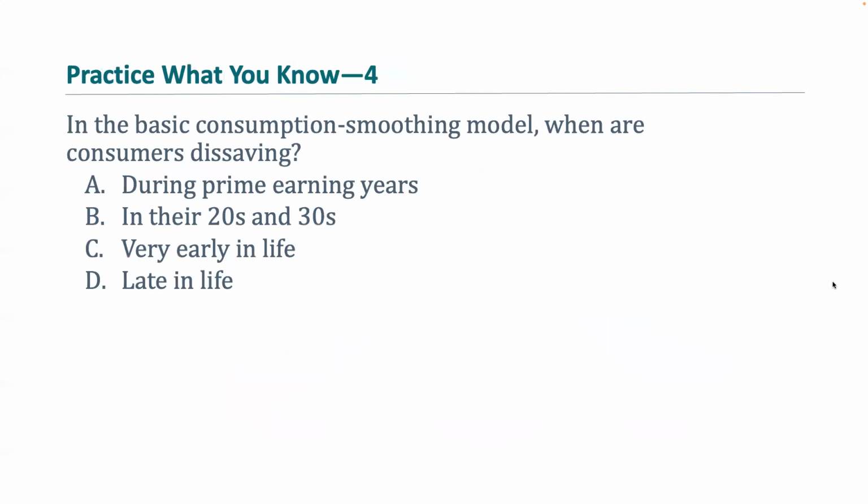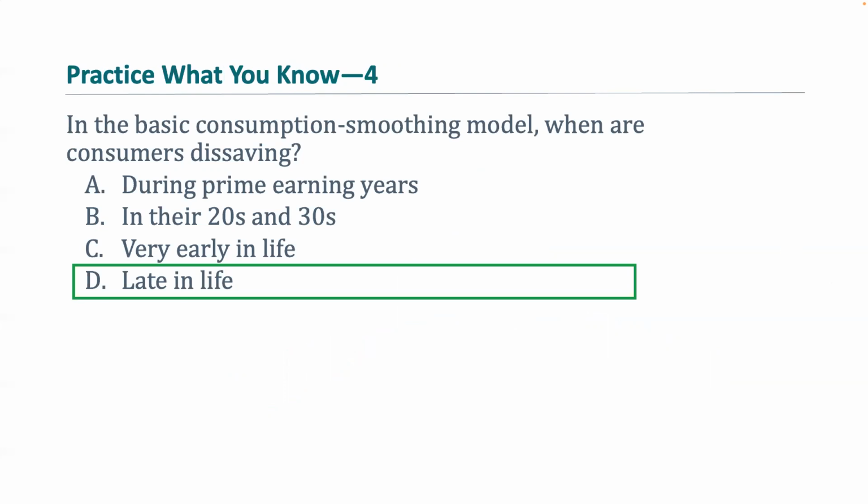Now, in that last slide that we looked at, which was that basic consumption smoothing model, when are consumers dissaving? Was it early in life, during our prime earning years, or later in life? And the correct answer here is that we would be dissaving later in life because that's when we start to spend that savings account.